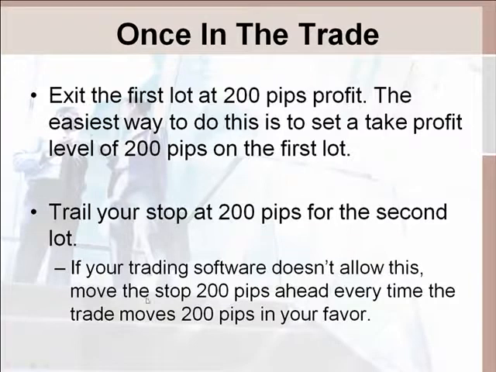And then we're going to trail our stop at 200 pips for the second lot. If your trading software doesn't allow you to trail your stops, just move the stop 200 pips ahead every time the trade moves 200 pips in your favor. So for example, once you were 200 pips ahead in the trade, your first step would be to move your stop loss to the break-even point. And then once you were 400 pips ahead in the trade, you would move it 200 pips more in your favor. Of course, the easiest way to do it is to use a trading platform that allows you to use trailing stops.